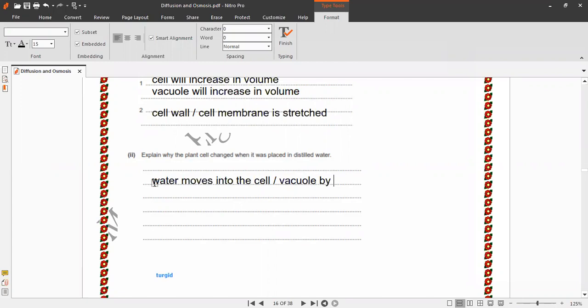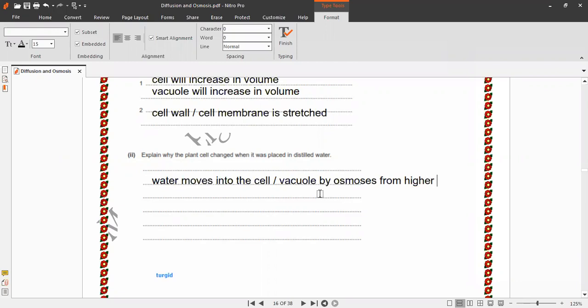Mister, can we say cell wall? Cell wall? What? The vacuole is sticking on the cell wall. Yes, yes. Here water moves into the cell or vacuole by what? By osmosis. From what? From high water potential to low water potential. Excellent.